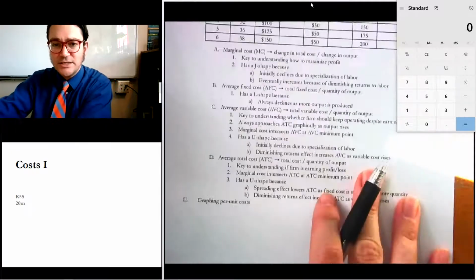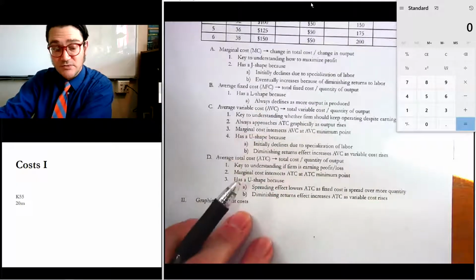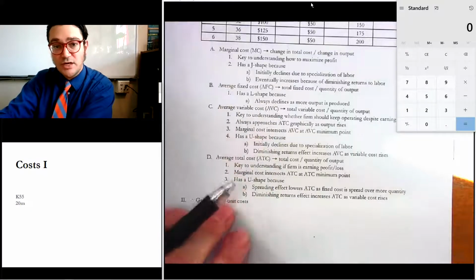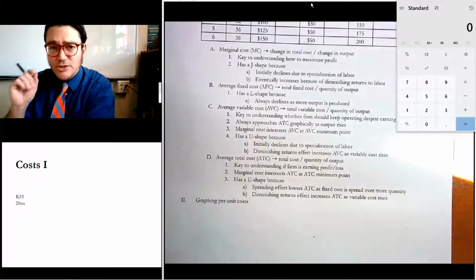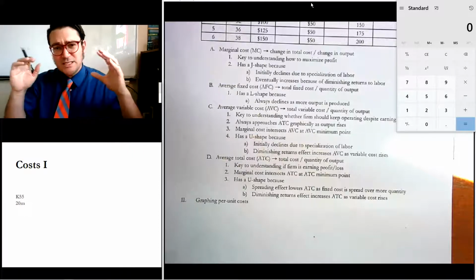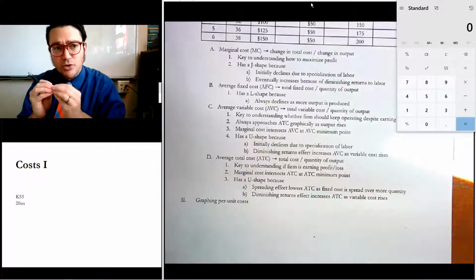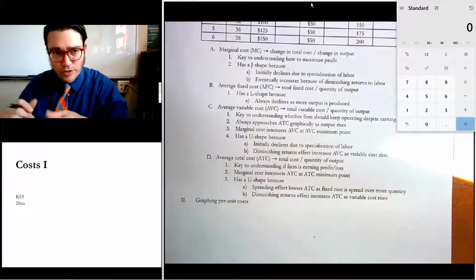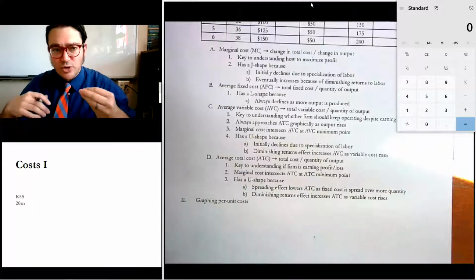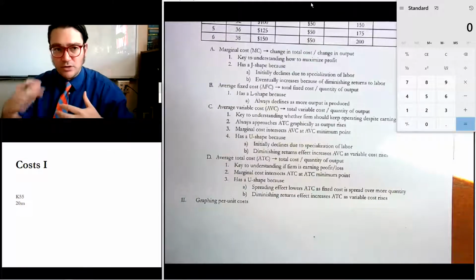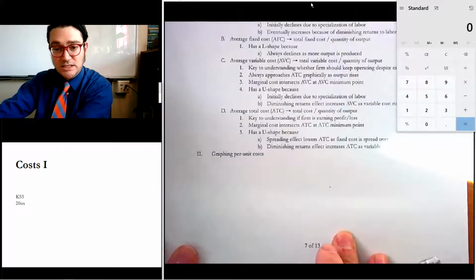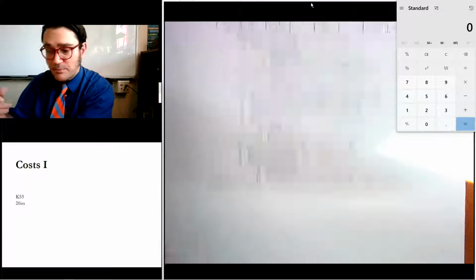So hopefully you can see your notes here. You've got 4 different types of costs: marginal cost, average fixed cost, average variable cost, and average total cost. Each one of these is what we call a per unit cost, which means it's for a specific number of units, like the 17th unit or the 3rd unit. So we would say, what's the average variable cost of the 3rd unit, or what's the marginal cost of the 8th unit? Then we're going to graph those per unit costs down here as we talk through them.